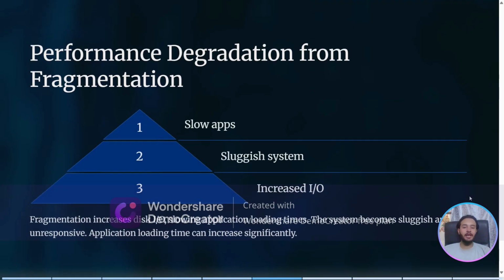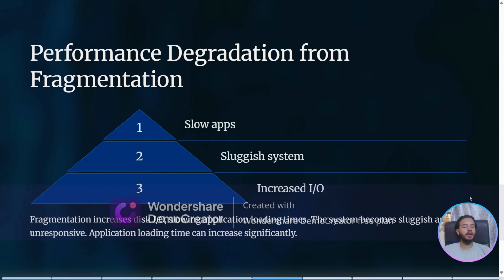Performance degradation from fragmentation. First, second, and third, there is a pyramid-like structure in this. First, it slows the app. Second, a sluggish system and increased input and output. Fragmentation increases disk input and output, slowing application loading times. The system becomes sluggish and unresponsive.